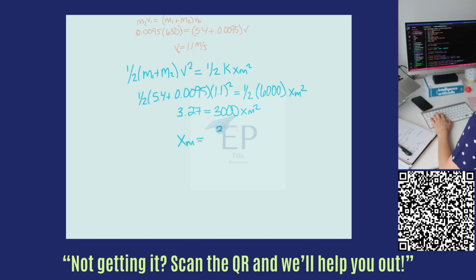And if we continue to solve for that, x_m is going to equal 3.27 divided by 3,000, and then we take the square root of that value, which gives us an answer of 0.033 meters, or 3.3 centimeters. So after the bullet embeds in the block, the amplitude of the simple harmonic motion will be 3.3 centimeters.